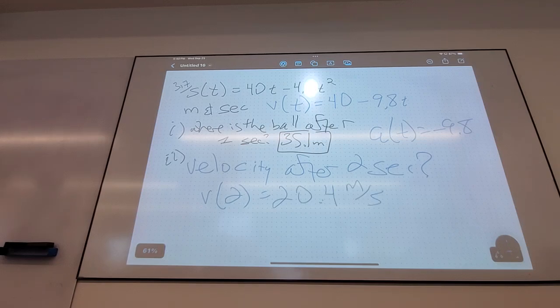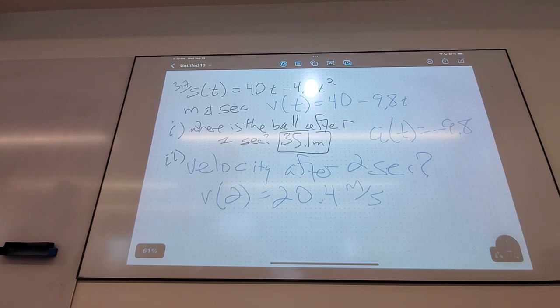What will happen eventually to the velocity of this ball in the air? It's going to come down, it's going to become 0, and then it's going to become negative. Speed has to always be positive, but velocity can be negative: when it's positive, it's going up, when it's negative, it's going down.